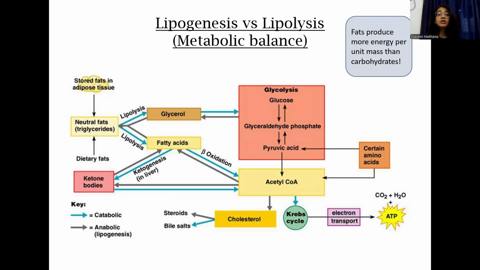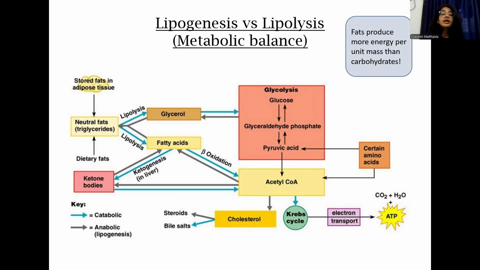Hence, we can conclude that fats produce more energy per unit mass than carbohydrates. Now, excess acetyl coenzyme A produced in our body gets converted into ketone bodies. These ketone bodies are important, especially in events of glucose starvation, where they are an important source of fuel, especially for our brain.